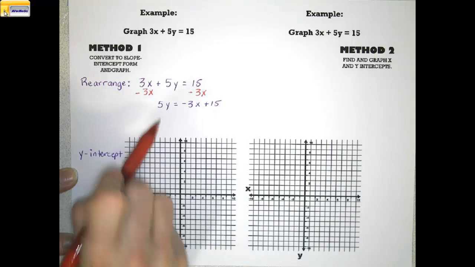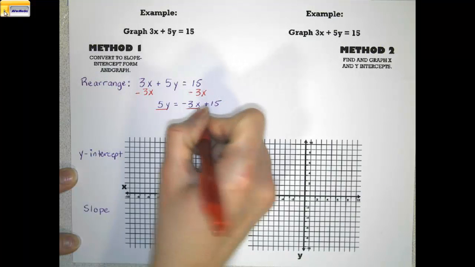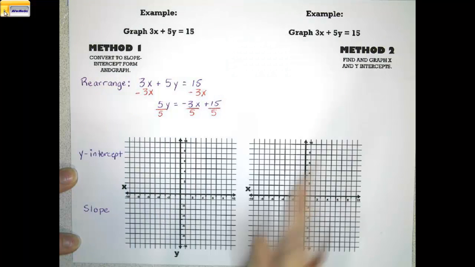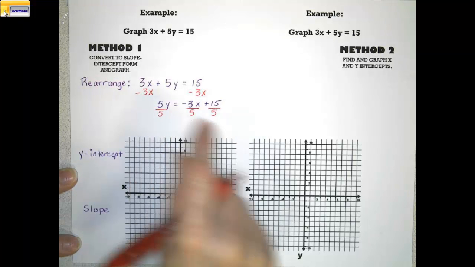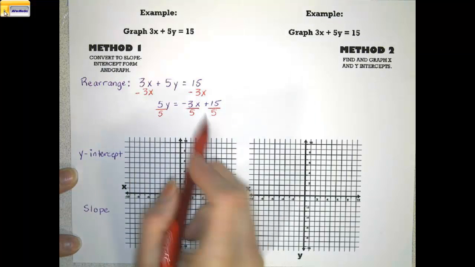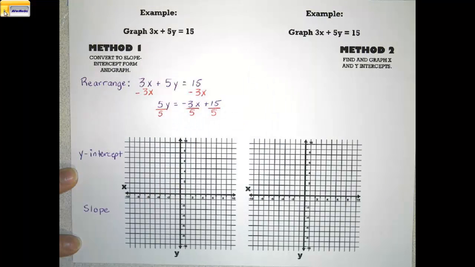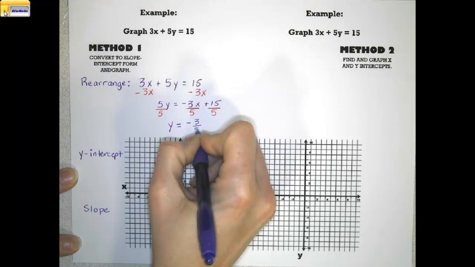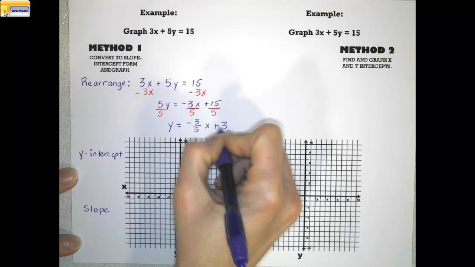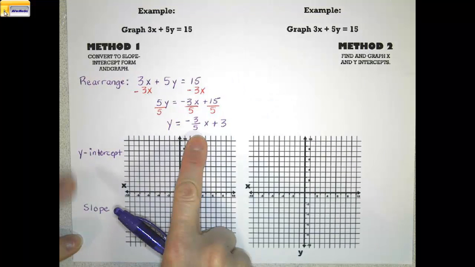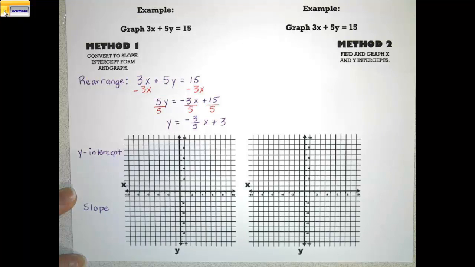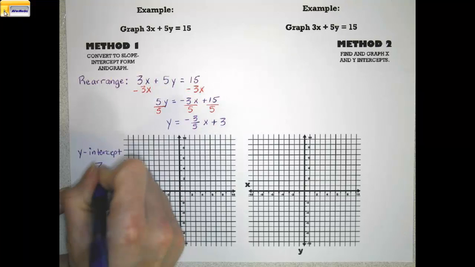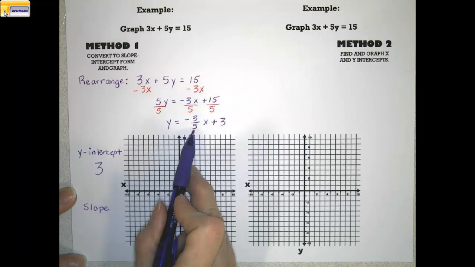My next step in isolating y is to divide each term by 5. Remember, you have to divide every single term in the equation, not just once on each side. On the right, you have to divide both the x term and the constant. This will give me the equation y equals negative 3/5 x plus 3. I now have the slope-intercept form of this equation, and I can graph it as we've been doing all year. So my y-intercept is now 3, and my slope is negative 3 over 5.